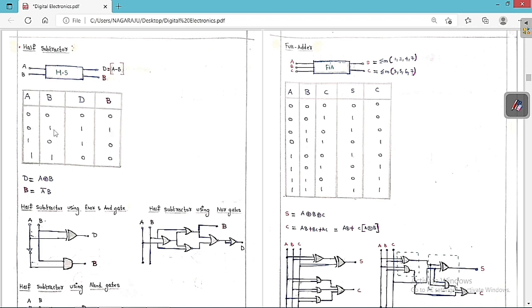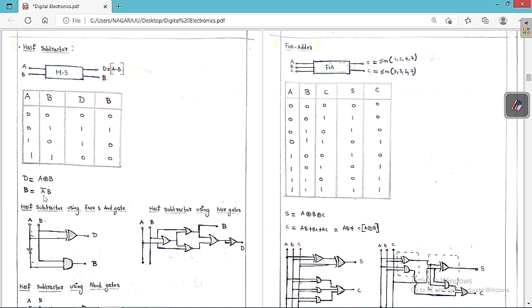So the SOP form is nothing but A bar B. So B is equal to basically A bar B. Now we have to build a circuit of this subtractor. We are going to build it using one XOR gate and one AND gate. You can see clearly here, this is A and this is B, which is basically D is equal to A XOR B.